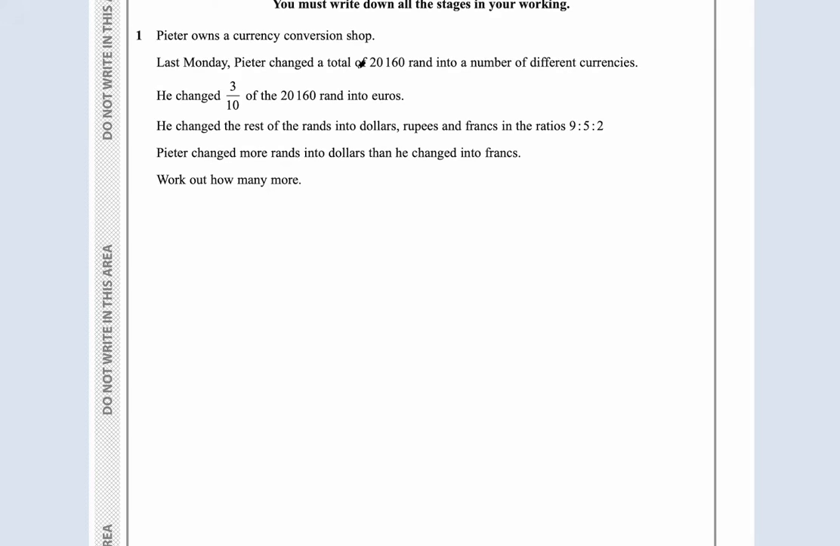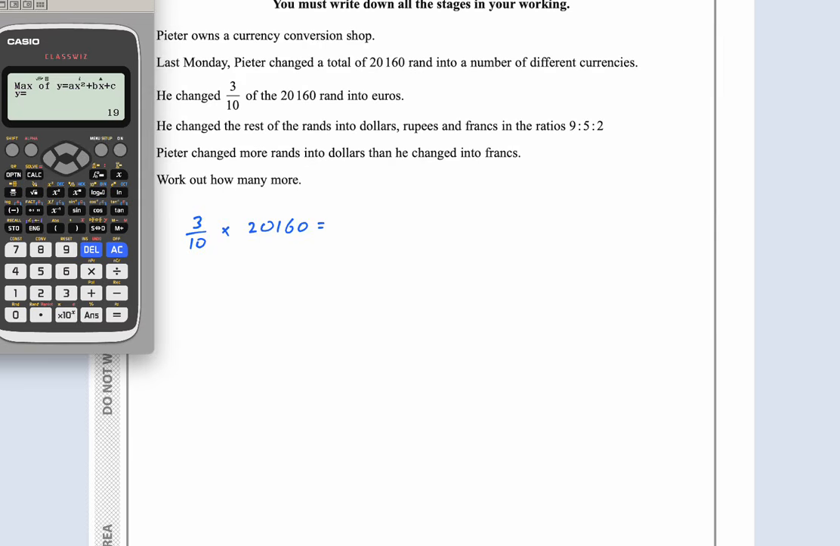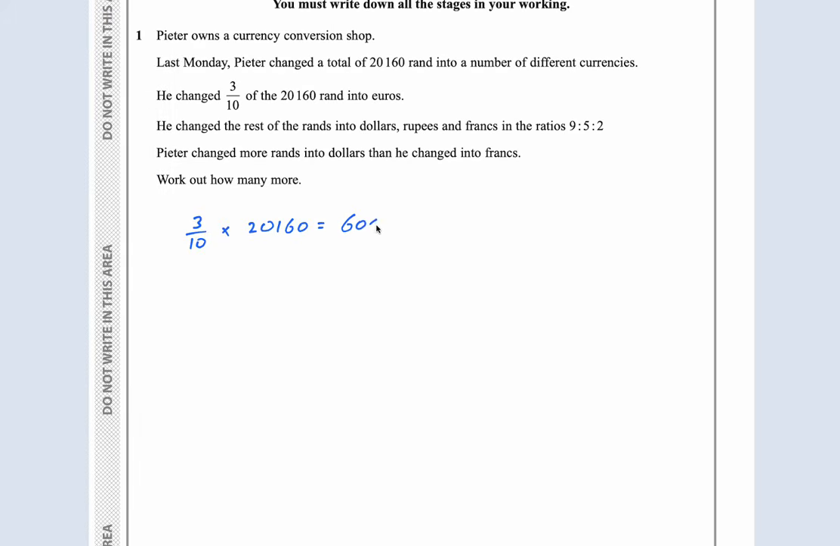Okay, let's just do that first before I read everything. So he had 20,160 and he changed 3/10 of this. So 3/10 times 20,160 is 6048. So it's this many euros. He changed that much into euros. So sorry, he has this much rand in euros.